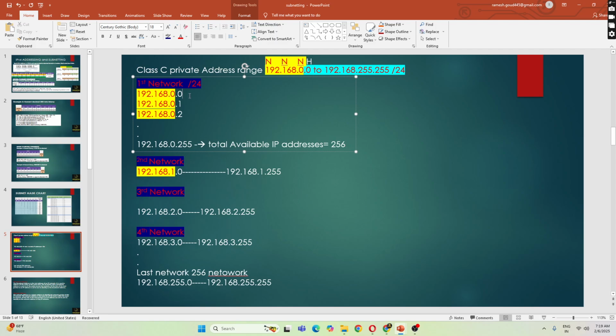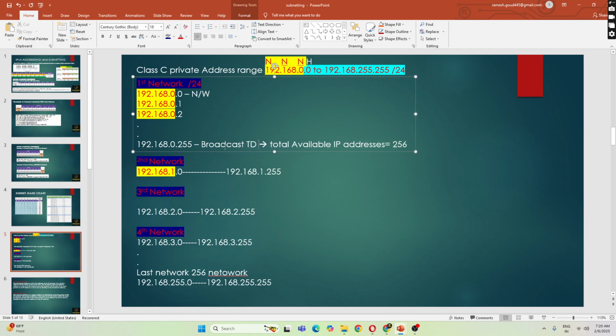And in each and every network, remember this is a human shortcut. After 2 minutes, I'll tell you how electronic devices exactly calculate. So first, understand the concept. The first IP address in the first network is called the network ID. And the last IP address we call the broadcast ID.